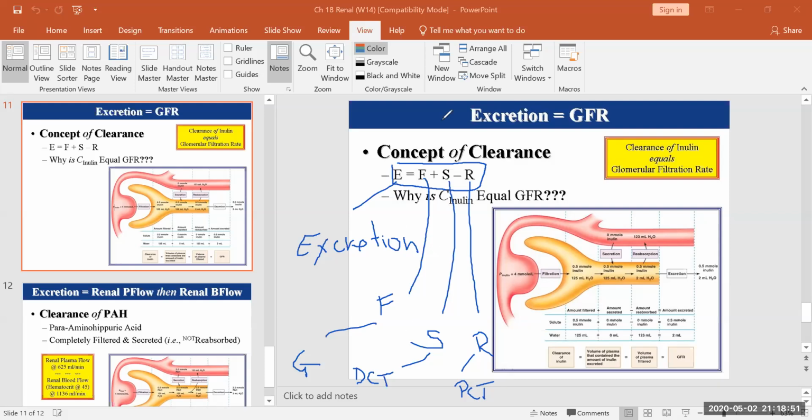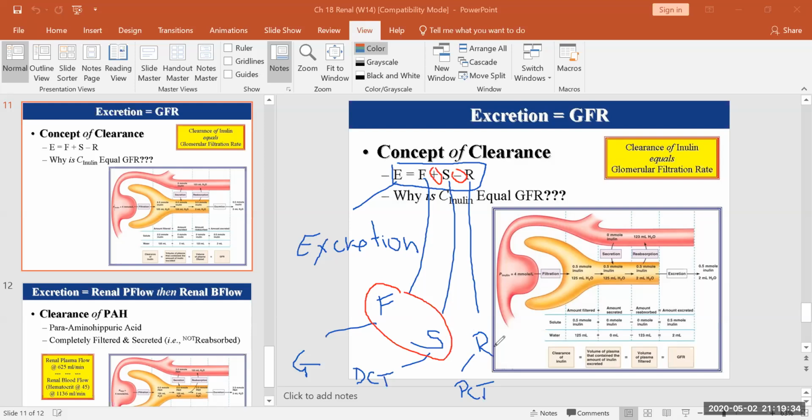Now, why is there a plus sign here and a minus sign here? The reason is very simple. Both filtration and secretion go in the same direction, right? Meaning the solute will leave the vascular bed and get into the tubular space. Filtration gets it into the Bowman's capsule, the capsular space, and secretion gets it into the distal convoluted tubule. So both of them promote leaving the body.